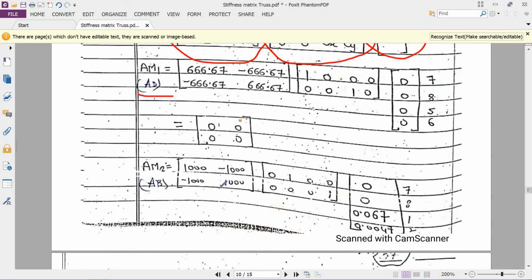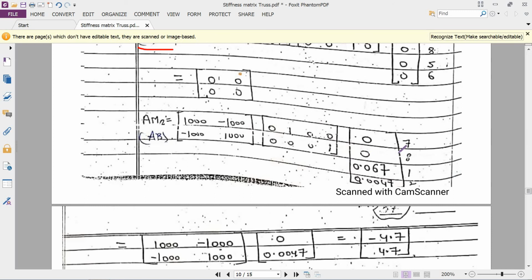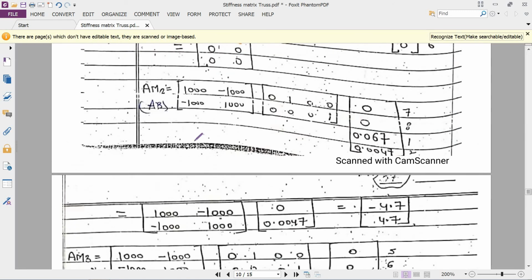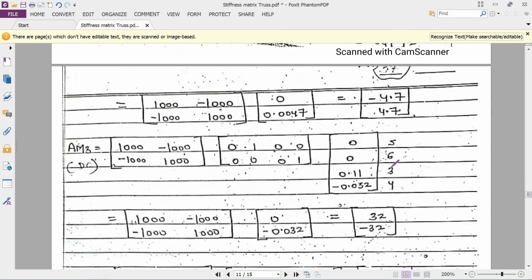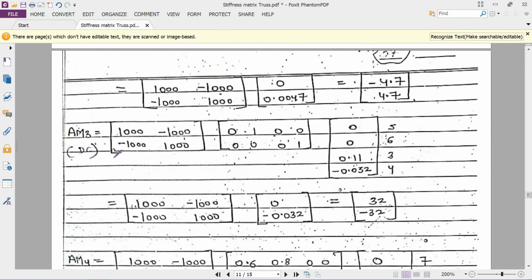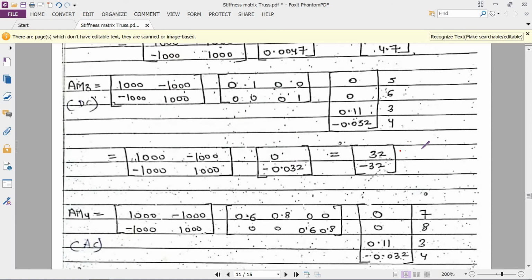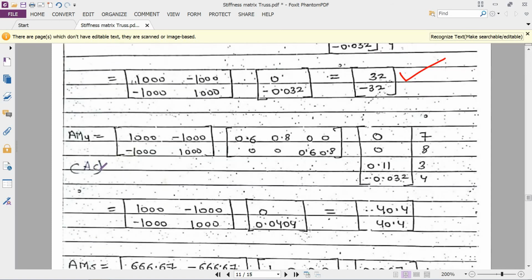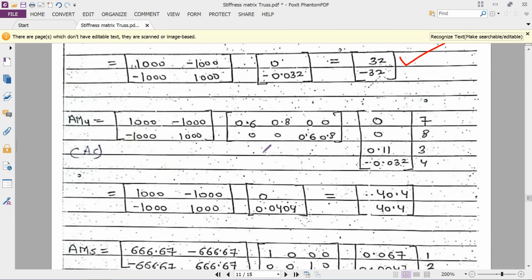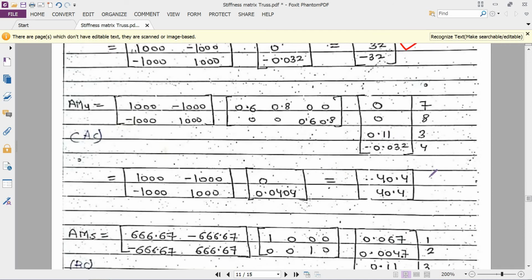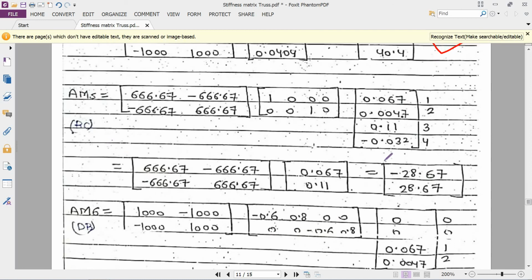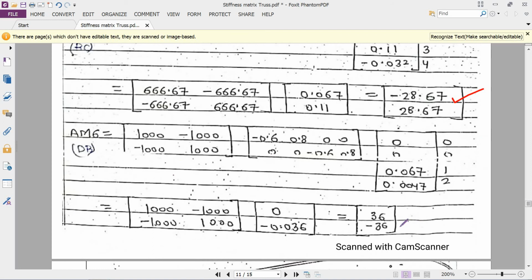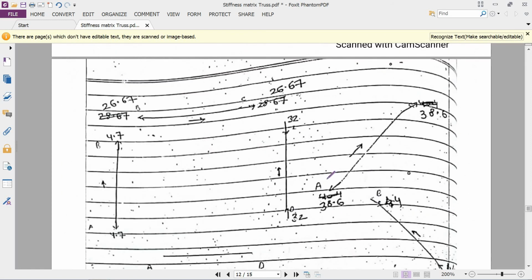ठीक है, उसी तरीके से AB रखेंगे. AB में अपन वैल्यू पुट करेंगे, उसमें फाइनल आंसर आपको लास्ट में मिलेगा. इसमें रखने के बाद -4.7 एंड 4.7. उसी तरीके से DC रखेंगे तो फाइनल आंसर मिलता है 32, -32. उसी तरीके से AC में सेम इक्वेशन पुट करके रखेंगे तो फाइनल आंसर आपको मिलेगा 40.4 एंड 40.4. देन BC में रखेंगे तो -28.67, 28.67. देन DB में 36 एंड -36. तो ये वैल्यू आपकी आ जाएगी.